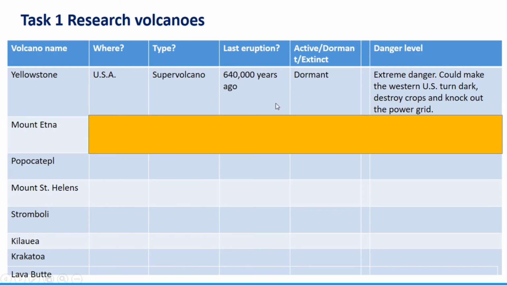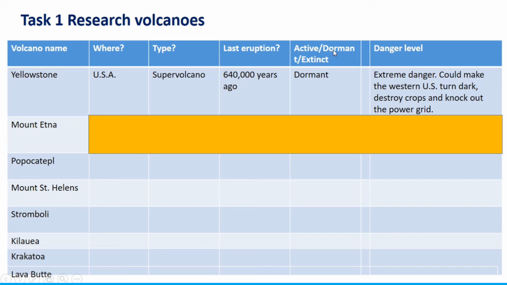Task 1 is to find out all about different volcanoes in the world. So here we go. I've done the first one for you. I've chosen Yellowstone. Where is it? Well, it's in the USA. What's the type? This is a very unusual type, and it's called a supervolcano. The last time it erupted, whoa, it's 640,000 years ago.